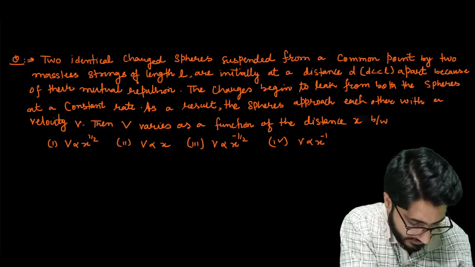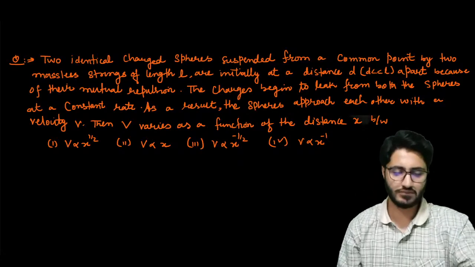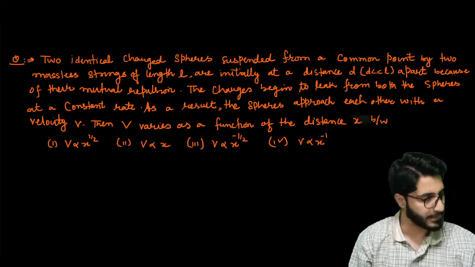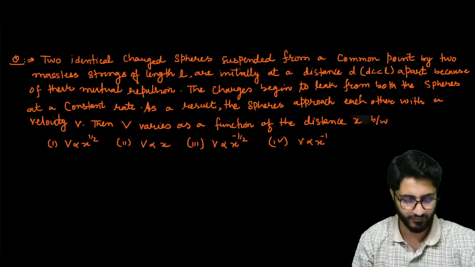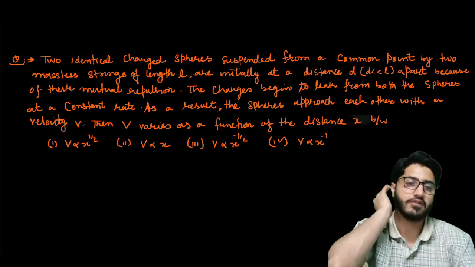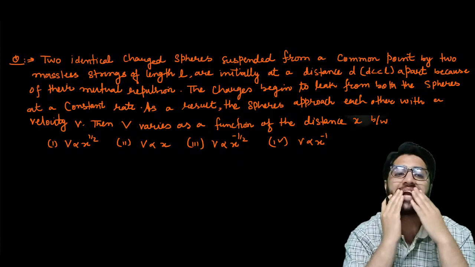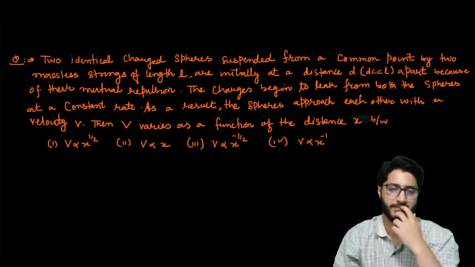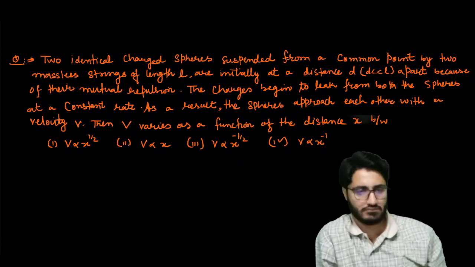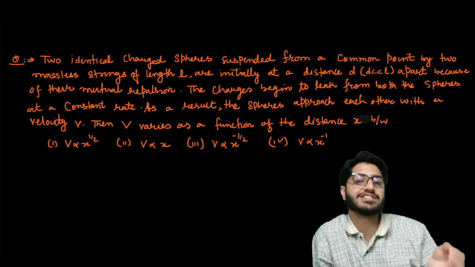This one is a very good numerical, this particular one. Why? Because here we have to apply some sort of differentiation. Now the numerical is like this: we have two identical charged spheres suspended from a common point by two massless strings. Length is L, given to us. They are initially at a distance d.